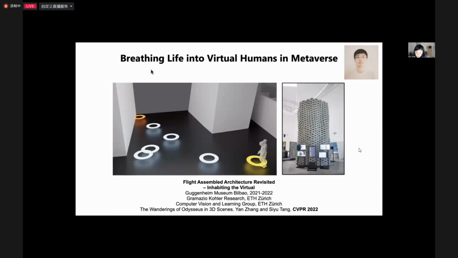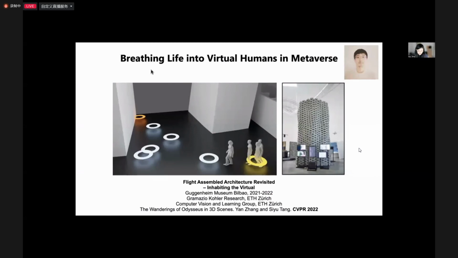So the last example I would like to show here is our exhibition. It's how we really leverage our generative motion models to go beyond scientific contributions, to make a bigger impact by doing this exhibition together with architects. Our exhibition was at the Guggenheim Museum in Bilbao, and we did it together with Grammazio Kohler Research from the Architecture Department of ETH Zurich. What we did is populate a virtual village with autonomous virtual humans, showcasing how to use data-driven generative motion models in future metaverse applications. This work was led by Yan Zhang, who is a postdoc researcher in my group.